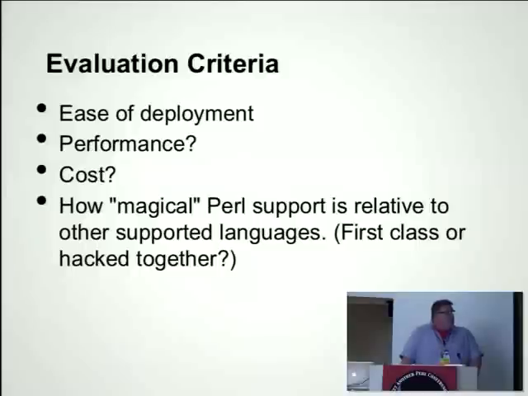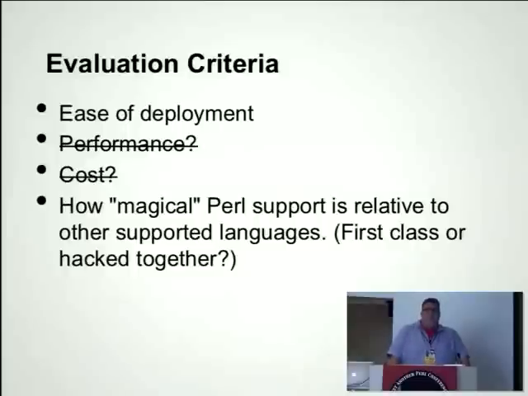And I just want to talk about how I decided to evaluate these things. I already talked about how ease of deployment was important to me. One of the other things I considered was performance, like how well do these things perform relative to the others. I also was interested in cost, like how much does it cost to get started with this stuff. And then I also, as I mentioned, wondered how magical is Perl support. In other words, we're using Perl, and Perl isn't on the happy path of whatever they decide to support. And just how easy or hard is it for us to get in to these platform providers using Perl? Like I said, first class or hack together. Generally, it's somewhere in the middle, but I'll talk more about that in a second.